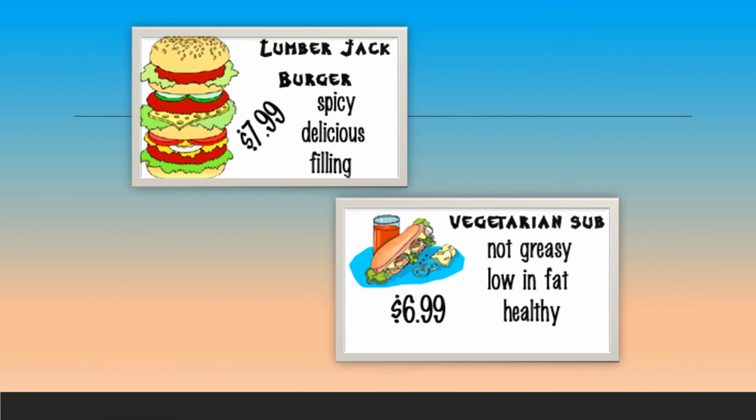Well, let's look at these burgers. We have the Lumberjack burger. It's spicy, delicious, and filling, and it costs $7.99. So filling means if you eat it, you're not hungry after. The vegetarian sub, it's not greasy, it's low in fat, and it's healthy. It's $6.99. So what's the difference between these two things?